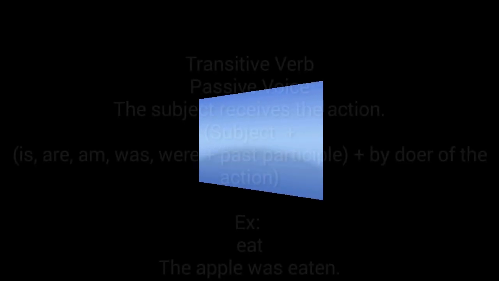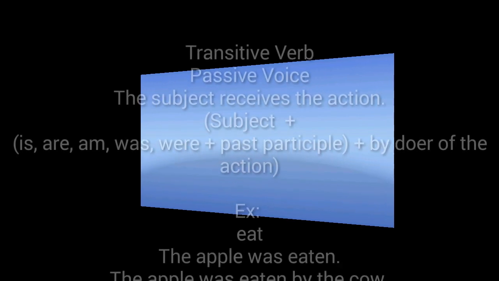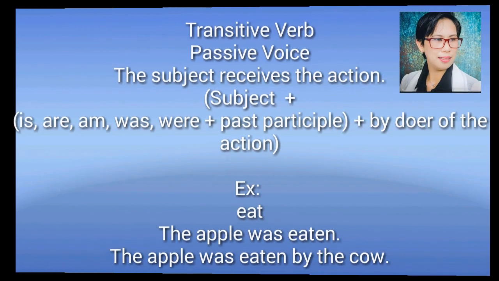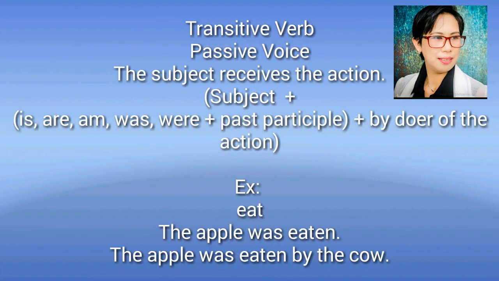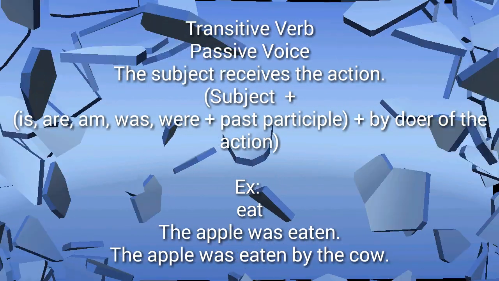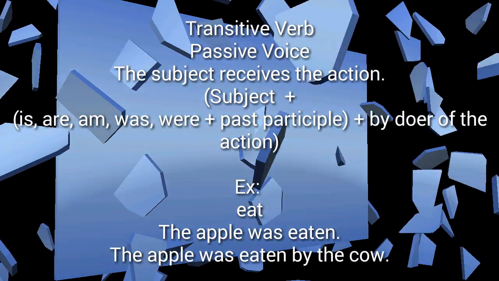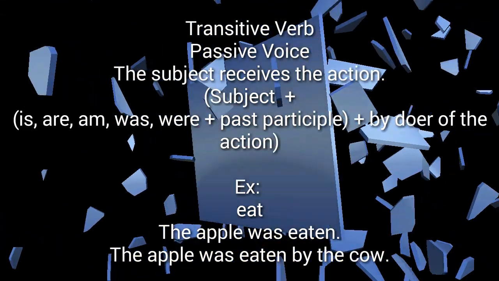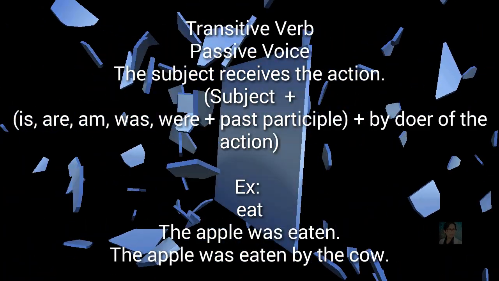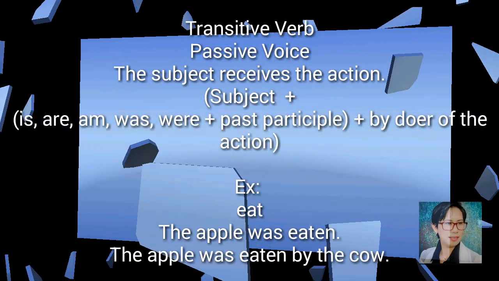Let's move to transitive verb, passive voice. The subject receives the action. So in this part, you would observe that our subject is not the doer of the action anymore. Example, eat. The apple was eaten. The apple was eaten by a cow. So that is the passive voice. Then we could move to the next type of verb.